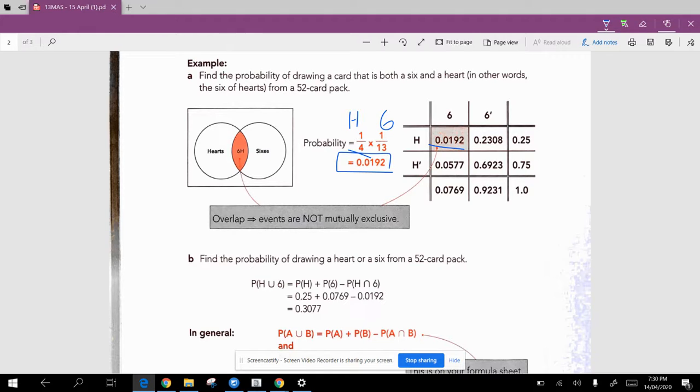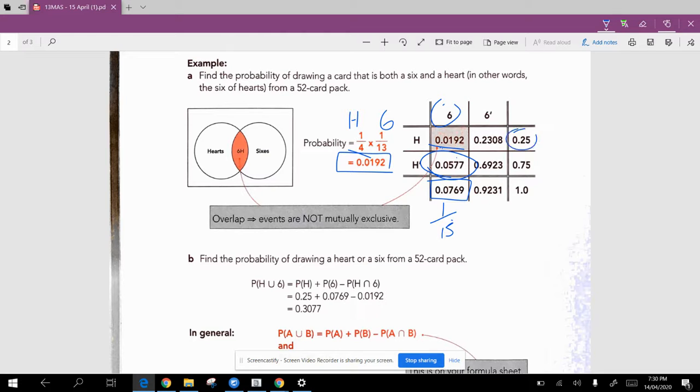Now, what we do know is the probability of getting a 6 is 1 over 13. So 1 over 13 is 0.0769. And so from that, you can subtract the 0.192 to get what this value here is. And that's what you can do with all of those numbers. It's all different, and they have to all add up to 1. So the probability of getting a 6 that's not a heart is 0.0577.